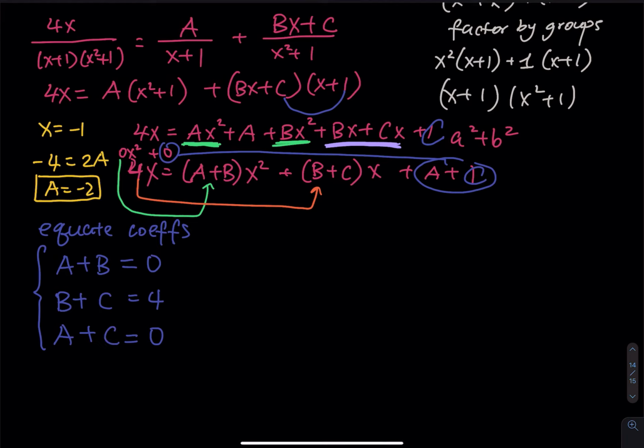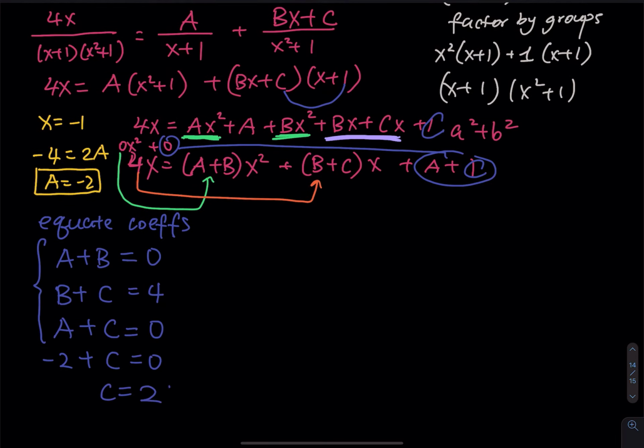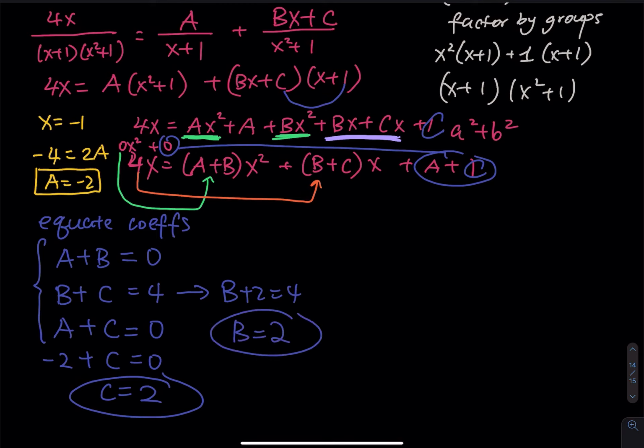Now when I plug in my a equals -2, -2 plus c equals 0, so c equals 2. Now I got my a and my c. Since c equals 2, I'm trying to solve for b. So b plus 2 equals 4, b equals 2. Done. We got a, b, and c.